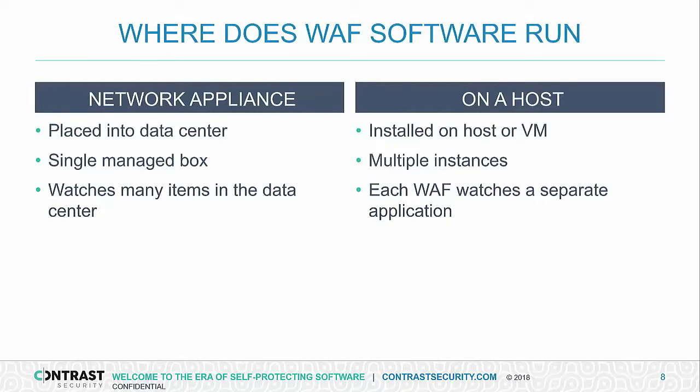So a network appliance tends to sit in front of many different applications, where you'll have one WAF to many applications. And a host WAF is, generally speaking, just for a particular host to protect the data on that particular host as it goes over the network to be used by the application. So the difference is essentially one to many, whereas you'll have one network appliance and many different host WAFs, each watching its own application.